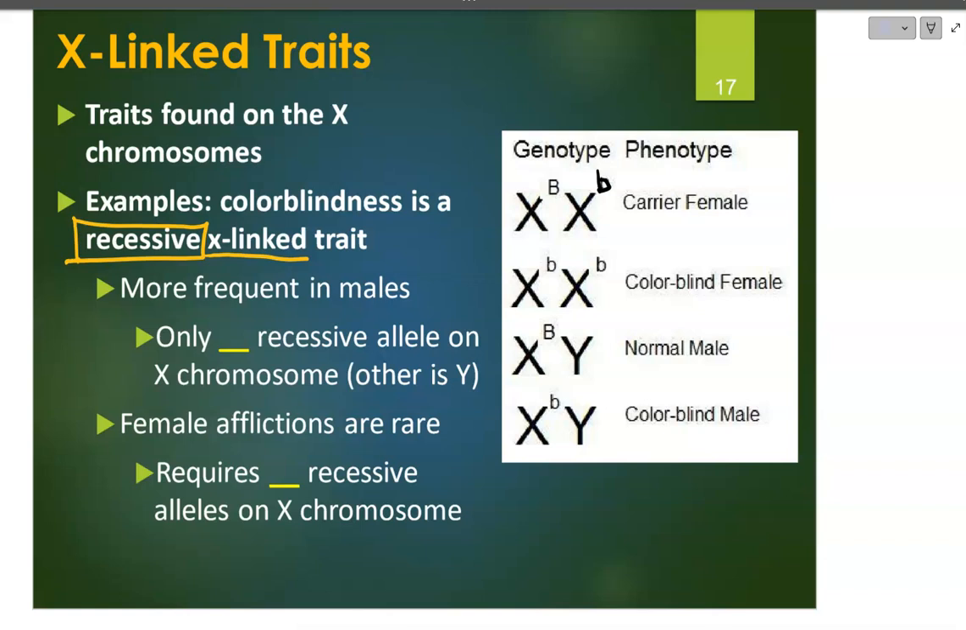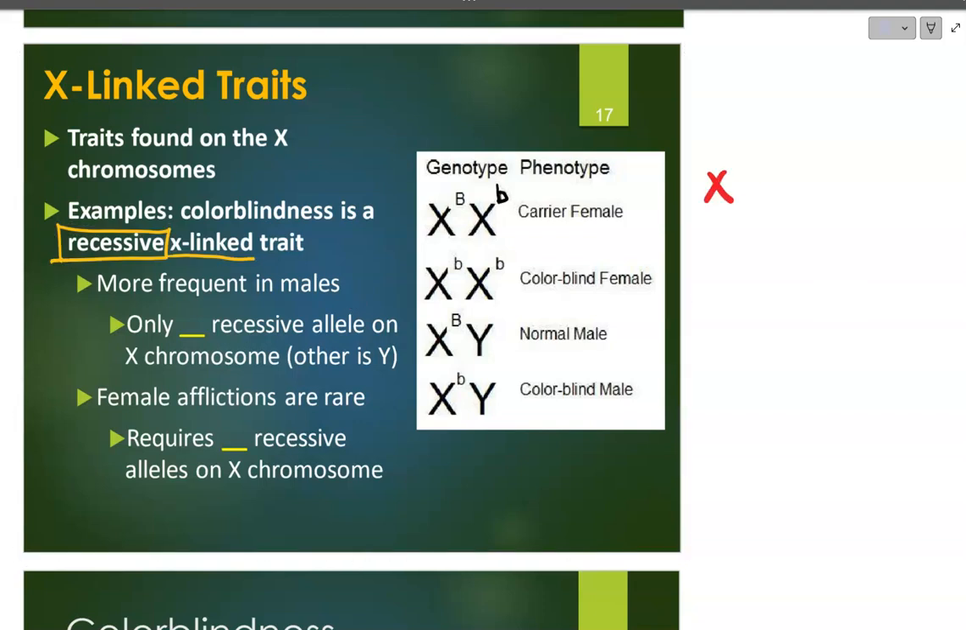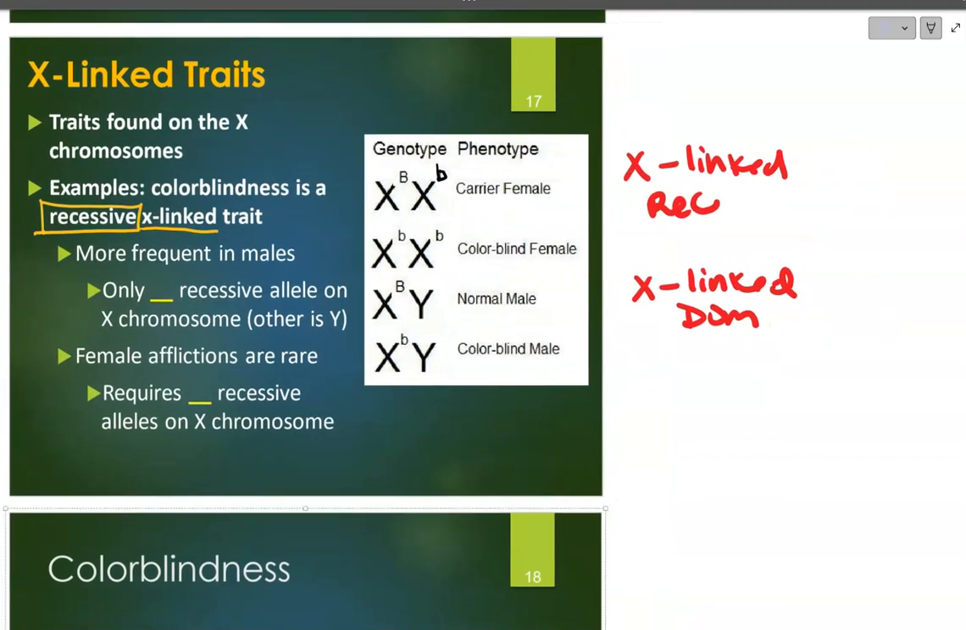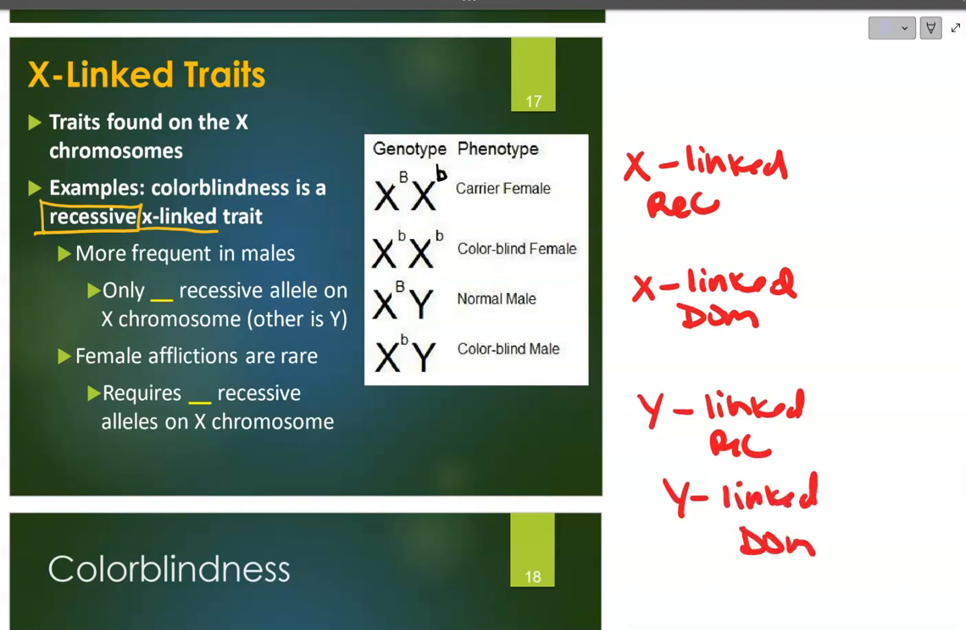So you can have a couple different things. You can have things that are X-linked and recessive, like what we're going to talk about here. You can have things that are X-linked and dominant, which we'll talk about in a second. And then we're not going to talk about examples of these, but there will be questions on them. You could talk about Y-linked recessive traits and Y-linked dominant traits. However, these would only affect males versus the X could potentially affect males and females.